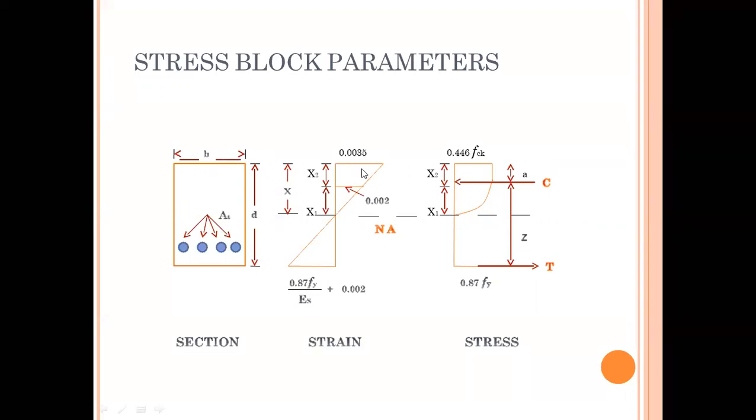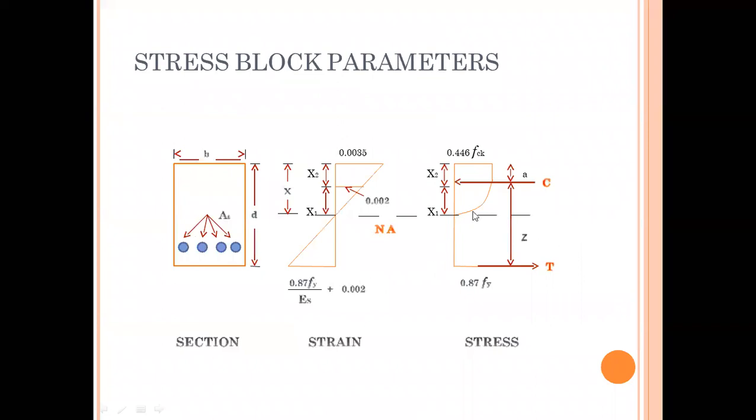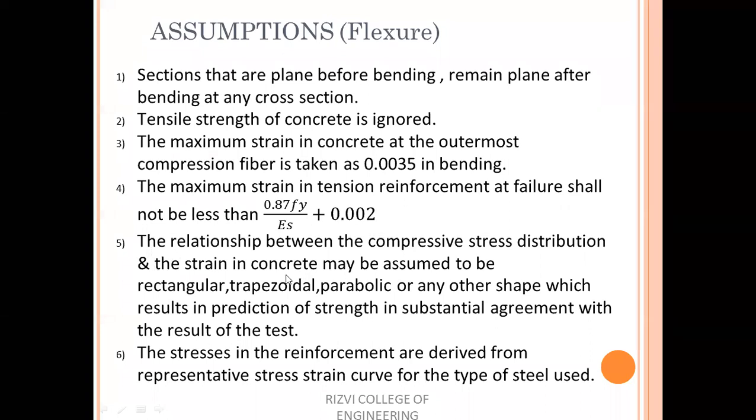So this assumption is saying that you can take it as rectangular, trapezoidal, or parabolic. In this case, we have taken parabolic and rectangular. Understood? So that was the fifth assumption.